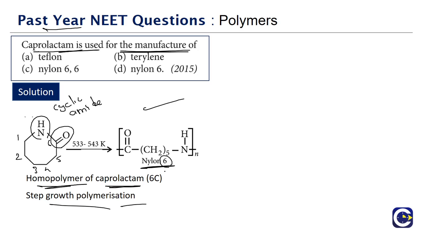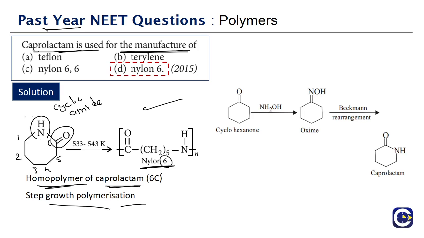Otherwise, in case of nylon 2 nylon 6, we have seen that one monomer has 2 carbons and the other monomer has 6 carbons. In case of nylon 6,6, one monomer has 6 carbons and the other monomer also has 6 carbons. But in this case, caprolactam, when we heat it, undergoes step growth polymerization to form nylon 6. But how do we prepare caprolactam?